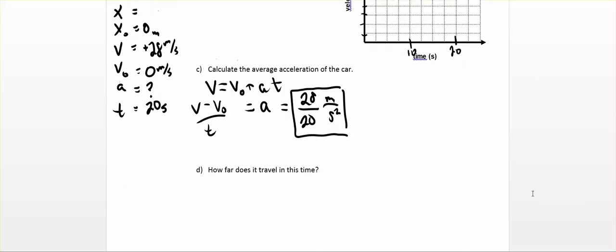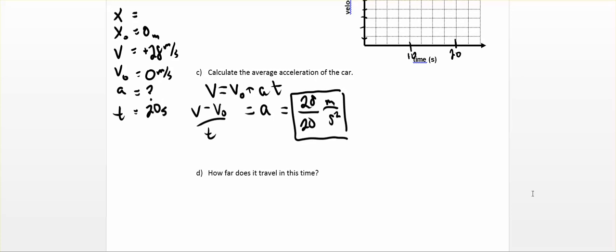How far does it travel in that time? Well, now that I know the acceleration, I can look for the final position. Or I could do part D first and say, well, let me find an equation that doesn't include acceleration but does include position. Well, I'm going to take that track, and we're going to say final position equals initial position plus 1/2 v initial plus v final times t. That's another one of our kinematic equations.